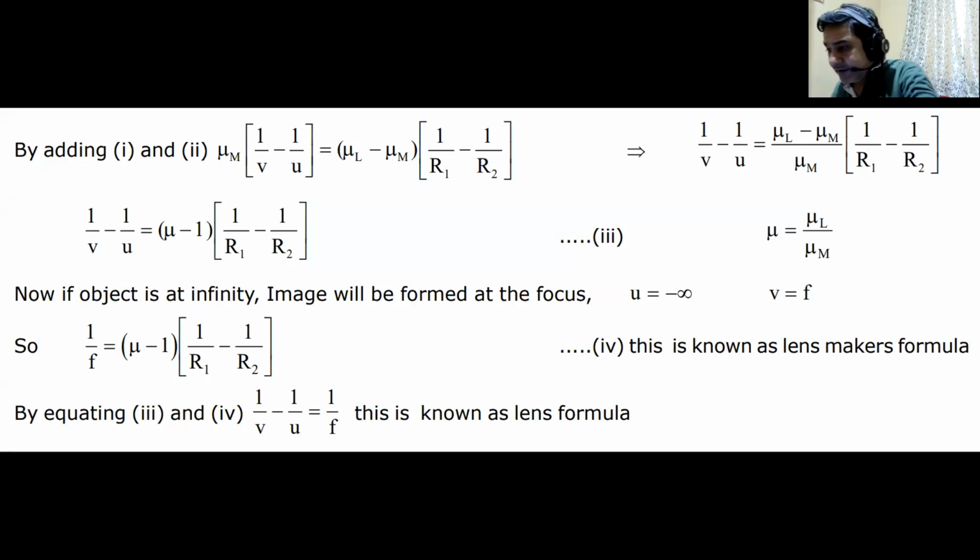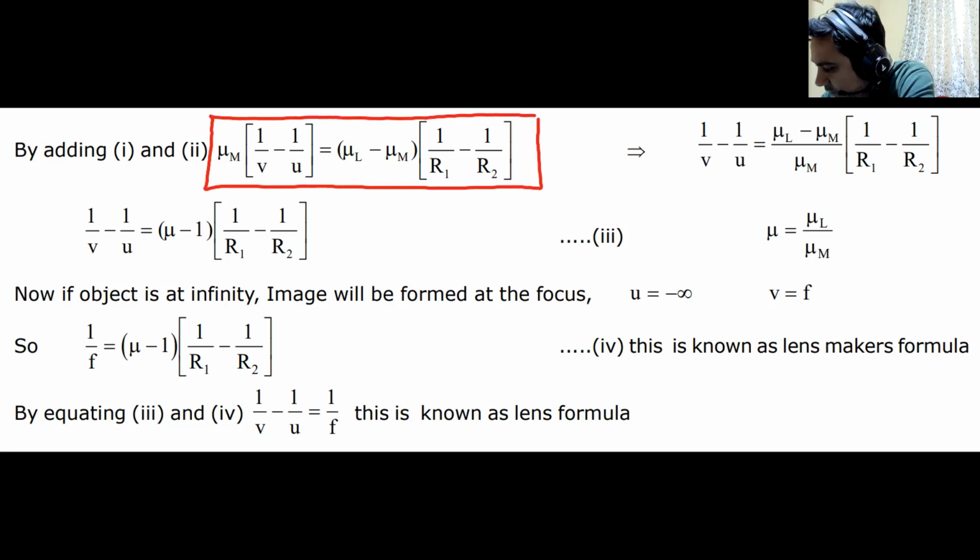Okay, then we move ahead. And what we do now, we add the two equations. This is how this lens maker's formula is derived. You must remember so that you don't forget it. If I add the two equations, I will get to this equation which is in the red block. Mu m multiplied by 1 by v minus 1 by u will be equal to mu l minus mu m multiplied by 1 by r1 minus 1 by r2, where r1 is the radius of curvature of the first surface, r2 is the radius of curvature of the second surface. This is the formula that you will get. You will have to remember this formula.